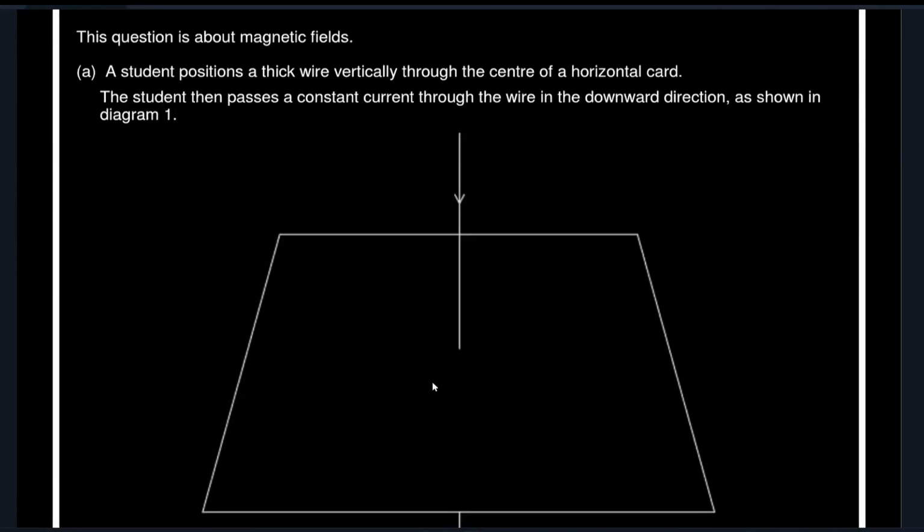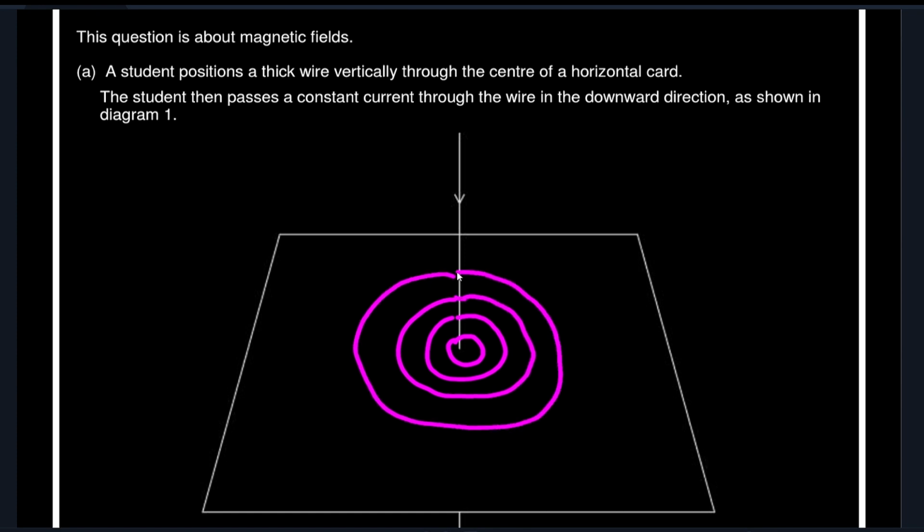Moving to the next question, we are told that this question is about magnetic field. The student positions a thick wire vertically through the center of the horizontal card. The student then passes a constant current through the wire in the downward direction, as shown on the diagram. Let's check what question we are asked. We are told in this diagram, we're supposed to draw the pattern of magnetic field produced due to the flow of current.